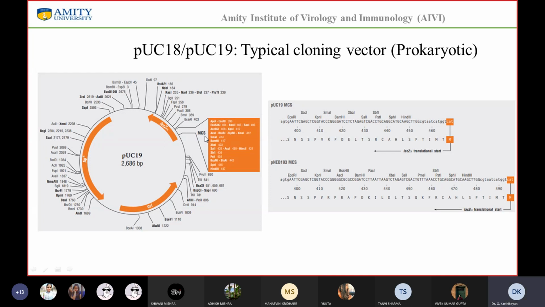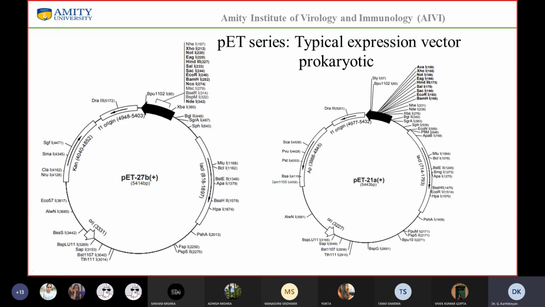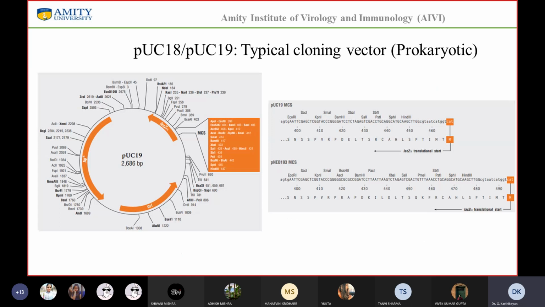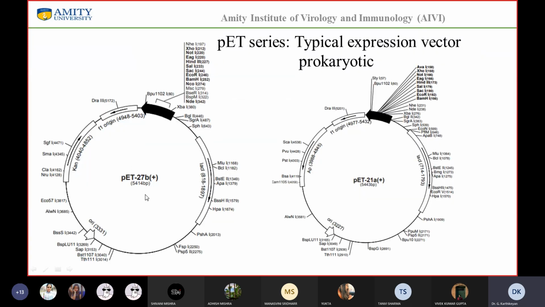Now, within this multiple cloning site, you see all these different restriction enzymes, and you will be cloning your gene of interest in one of these places, right? And that is what we're going to look at, okay? And this is a typical prokaryotic expression vector, okay? Do you see a difference between this vector, which is 2.6 kilobase pairs, and this vector, which is 5.4 kilobase pairs? Okay.